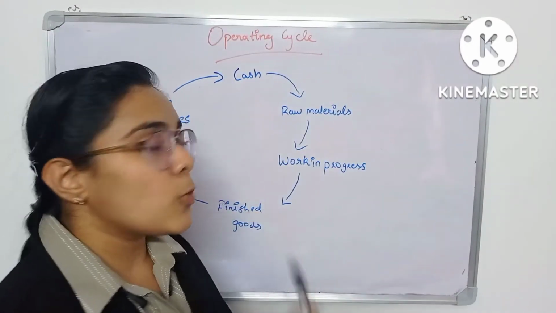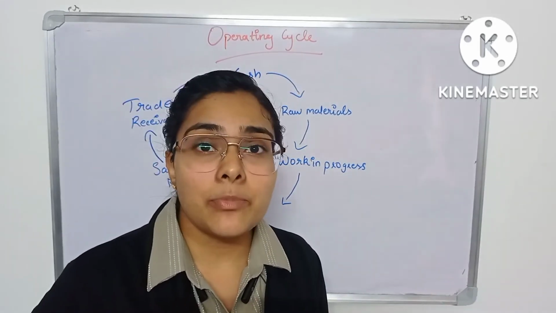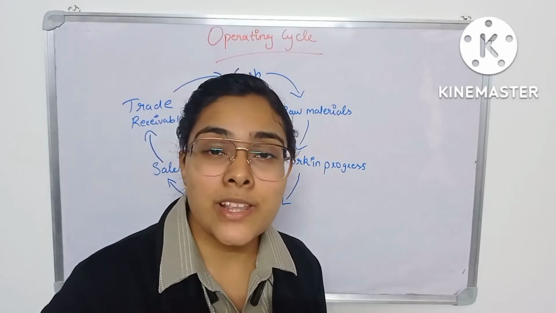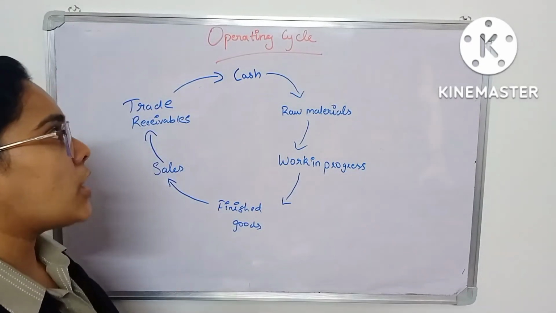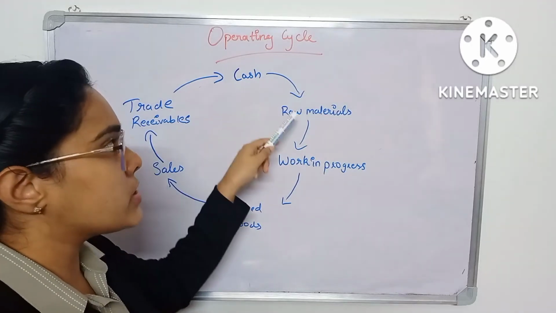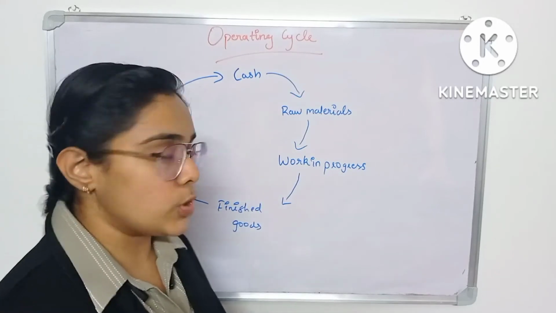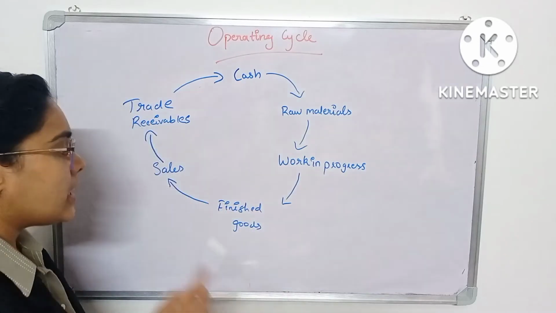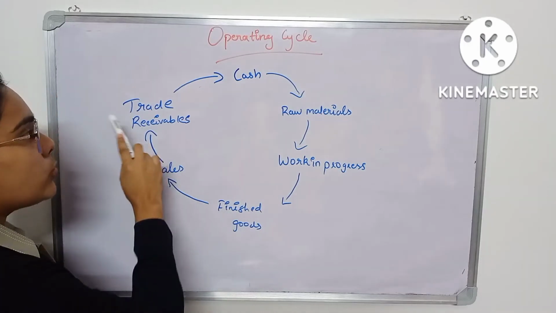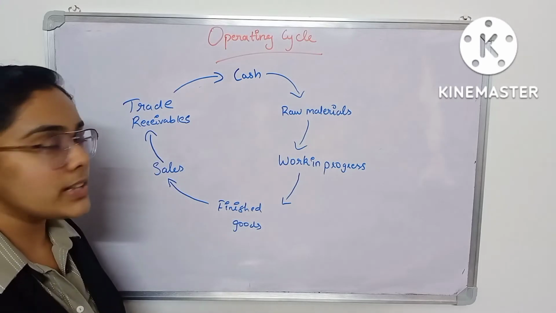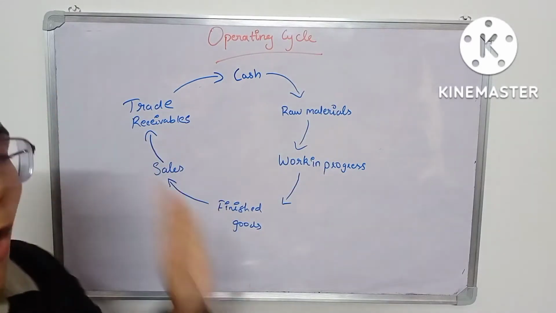We are going to move towards the most important part of working capital, that is operating cycle. Operating cycle is the time taken for conversion of raw materials back to cash. So this is the picture of the operating cycle. First you start off with the cash in your hand. With that cash, you purchase raw materials, and raw materials are then converted into work in progress or semi-finished goods. From that, you convert again into finished goods, which are converted into sales, and sales in turn give you trade receivables or debtors or bills receivable. Then that is converted back into cash. So this entire procedure is known as operating cycle.